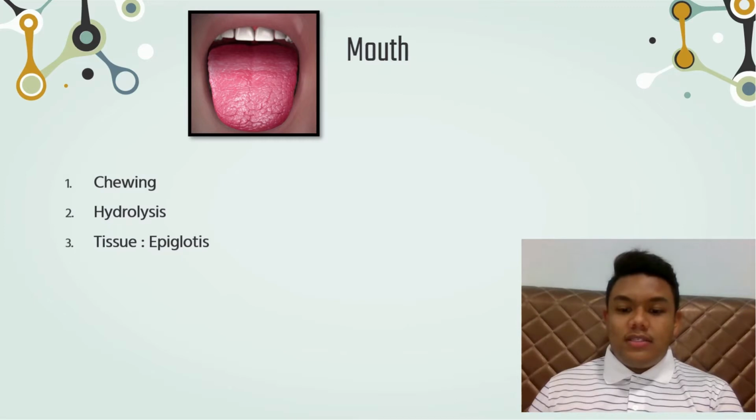When hydrolysis occurs, the main purpose is to make a bolus. A bolus is a sphere of digested food that can be swallowed and passed to the next structure, which is the esophagus. When we want to swallow the bolus, our tongue will push the food into our throat, and there is a small tissue called the epiglottis that will fold over our windpipe to prevent us from choking on the food.